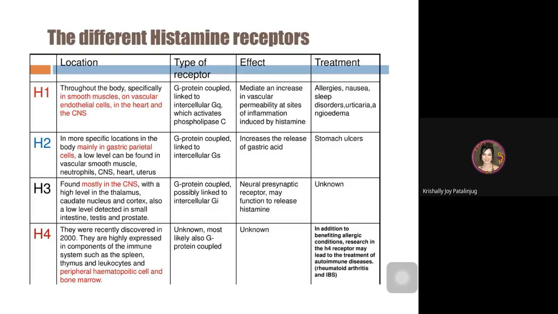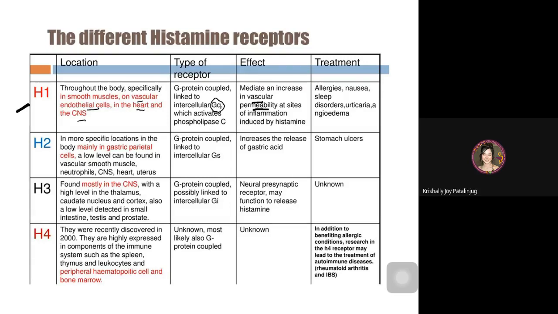Okay? So, ganun pa rin, si histamine 1, they are specifically found in the smooth muscles, usually on the vascular endothelial cells in the heart as well in the CNS. Take note, GQ, tama, GQ linked or GQ coupled receptor ang H1. Okay? Then what is the effect sa, let's say, sa vascular endothelial cells? So there would be increased permeability, di ba, of endothelial cells.